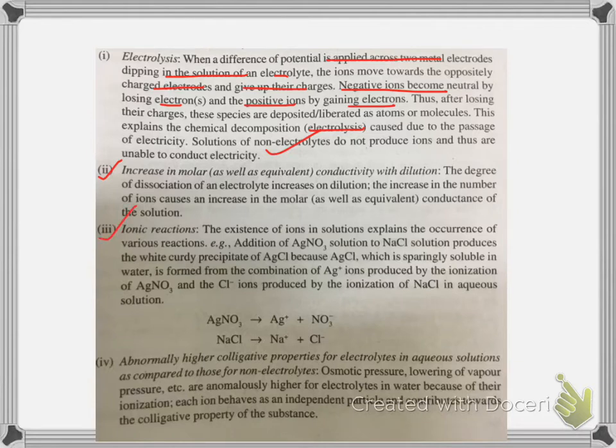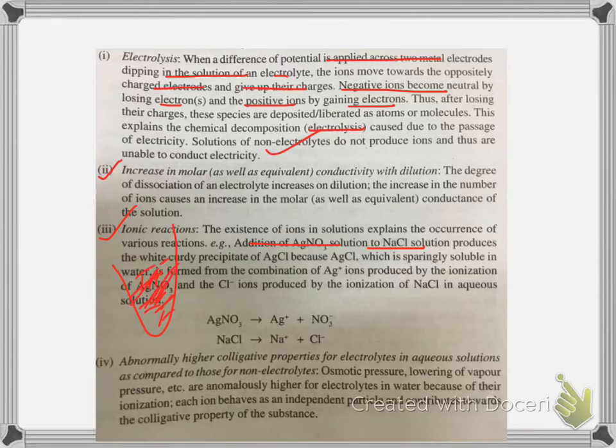Then third one, ionic reactions. When an electrolyte is added to water, that electrolyte undergoes dissociation into positively and negatively charged ions, and those ions participate in instantaneous reactions with other ions which come in contact with the solution. Example, when we are adding AgNO3 to NaCl solution, at first we take NaCl in water in a test tube, that means NaCl solution.